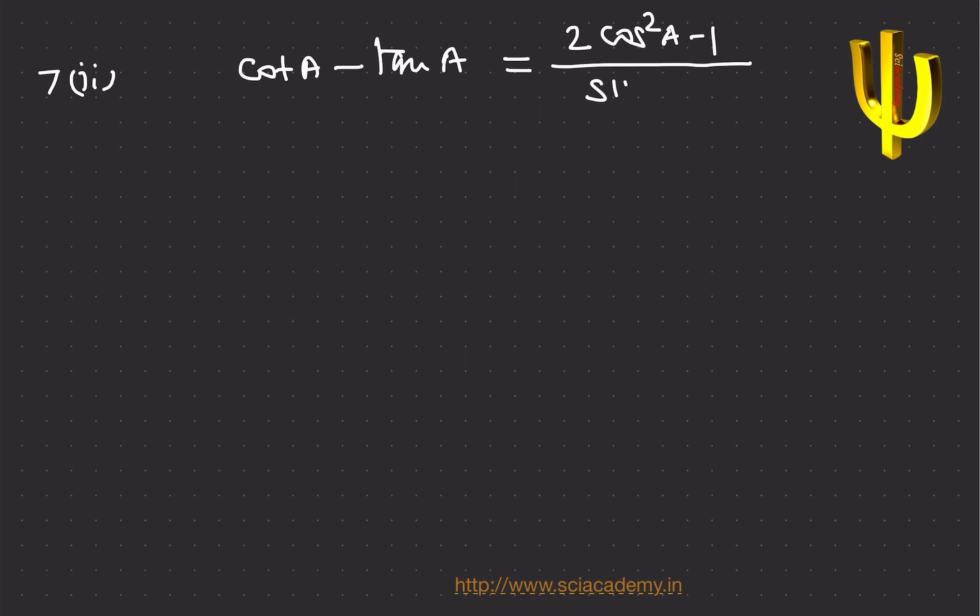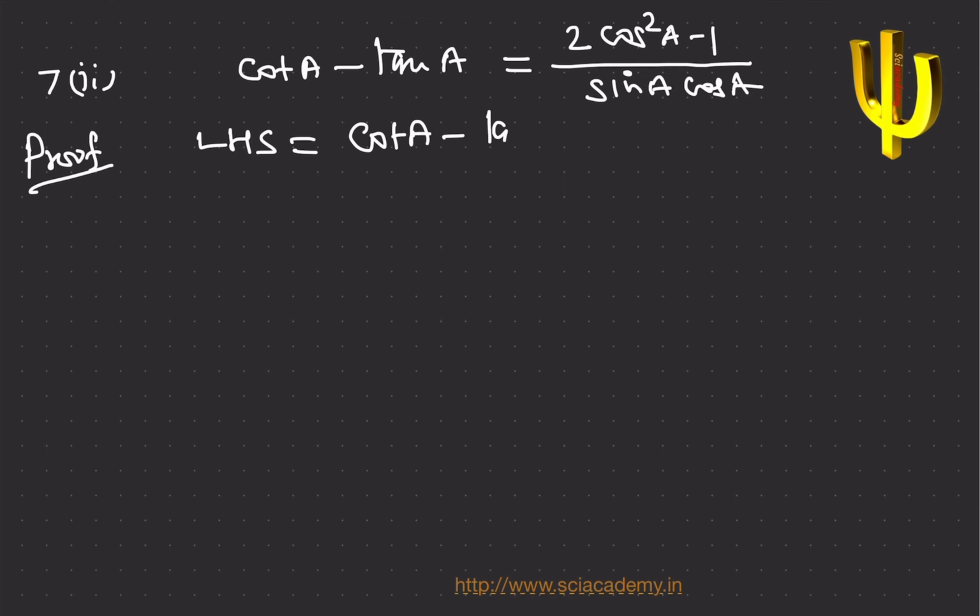So the question is, prove that cot A minus tan A equals (2 cos square A minus 1) divided by sin A cos A. So let us solve this. Given, LHS is equal to cot A minus tan A, and we have to prove that this is equal to the RHS.